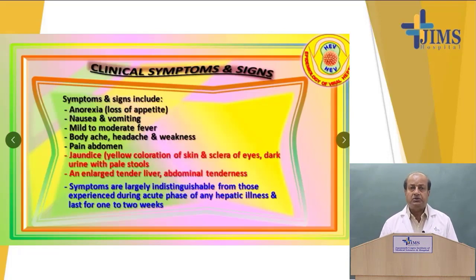The symptoms and signs include anorexia or loss of appetite along with nausea, vomiting, and there may be induction of fever, mild to moderate degree, along with headache, body ache, myalgia, weakness, and setting up of jaundice, which includes yellow coloration of the conjunctiva and sclera, along with high colored urine and pale stool. The disease will be manifested with an enlarged tender liver on palpation, and there can be abdominal pain. Symptoms are largely indistinguishable from those experienced during the acute phase of any hepatic illness, and it is self-limiting and resolves within 1 to 2 weeks.